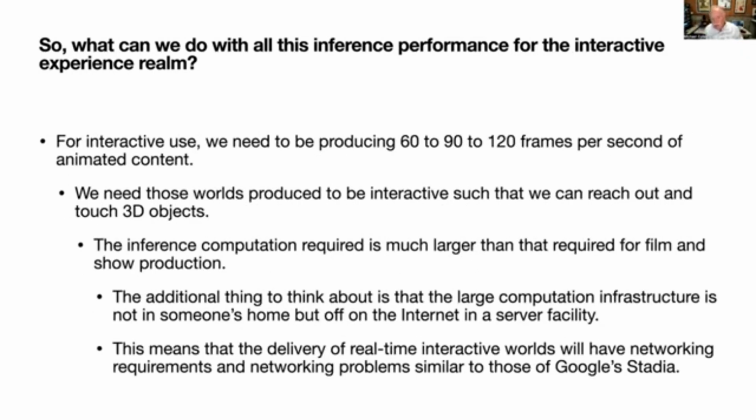For interactive use, we need to be producing 60 to 90 to 120 frames per second of animated content. We need those worlds produced to be interactive, such that we can reach out and touch 3D objects. The inference computation required is much larger than that required for film and show production. The additional thing to think about is that large computation infrastructure is not in someone's home, but off on the internet in a server facility somewhere.